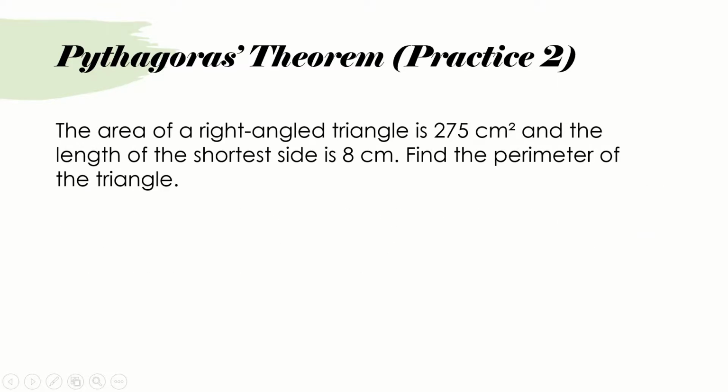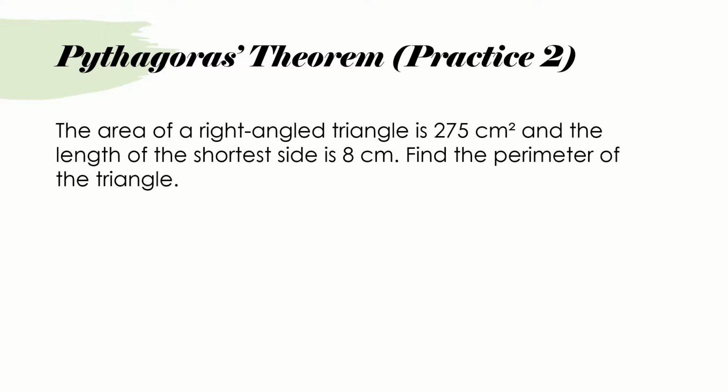Okay, next, practice 2. A short word problem. The area of a right angle triangle is 275 square centimeters, and the length of the shortest side is 8 centimeters. Find the perimeter of the triangle.